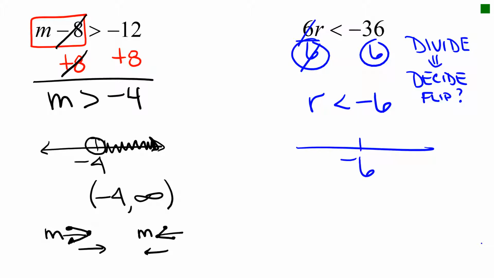Again, I'm going to graph this. Can't equal negative 6. We want the R's less than negative 6. So we're going to start with negative infinity. We're going to end with negative 6, and it's going to be a parenthesis because it's not included.